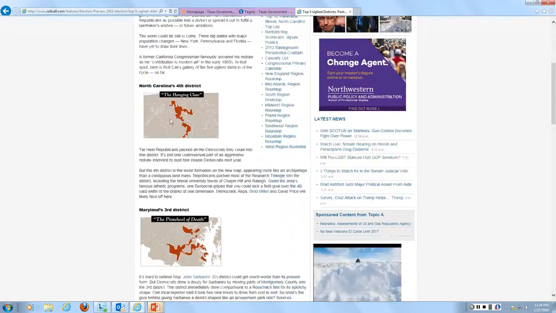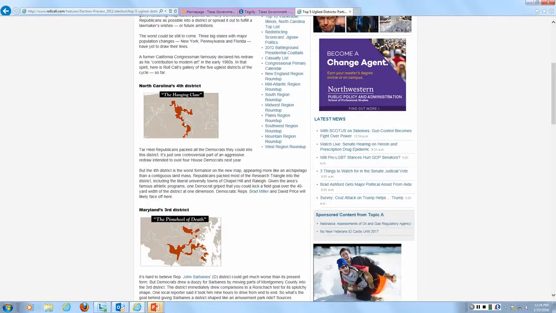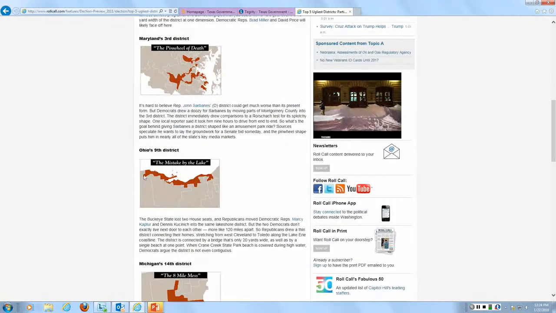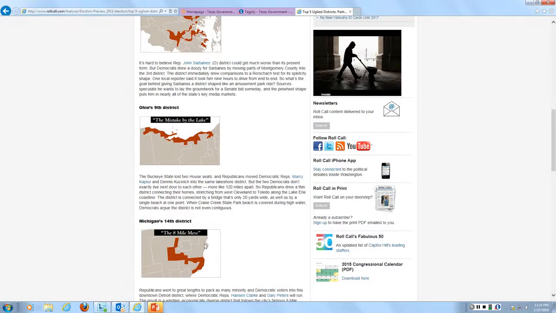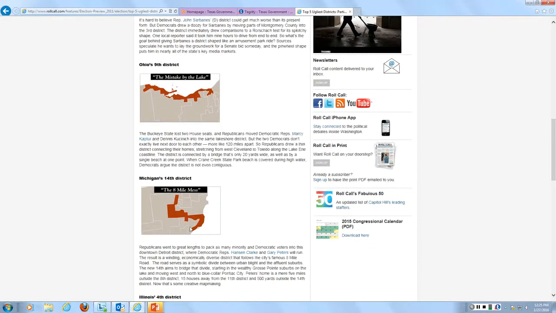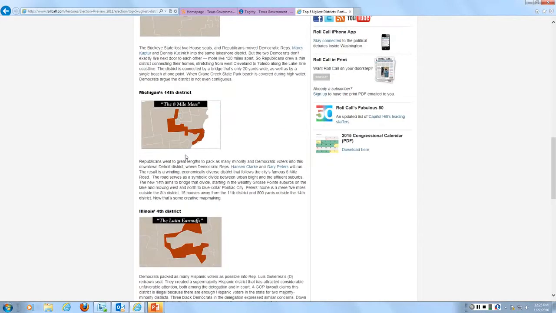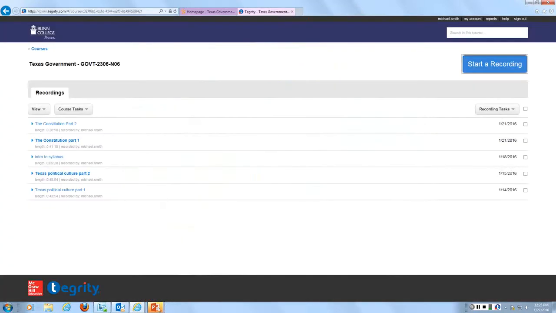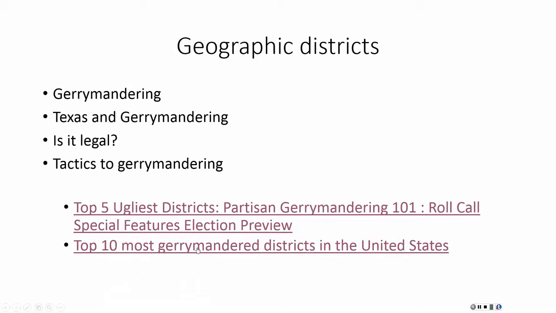Here's one called the Hanging Claw. If you look at North Carolina's 4th district, you see how far north and south it stretches, east and west, how it's drawn. Maryland's 3rd district, nicknamed the Pinwheel of Death. Ohio's 9th district, the Mistake by the Lake. They are drawing these with the intent to protect political power. You see, there's no rhyme or reason why they're drawn. The 8 Mile Mess in Michigan, in Illinois, the Latin earmuff for their 4th district. There's no rhyme or reason with the exception of protecting political power. Those are all legal if that's the reason you're doing it.